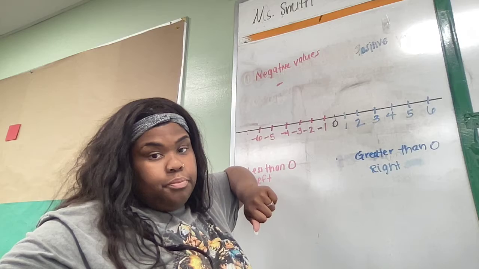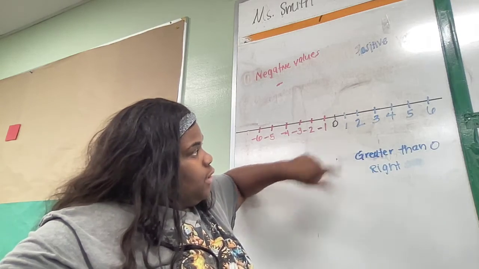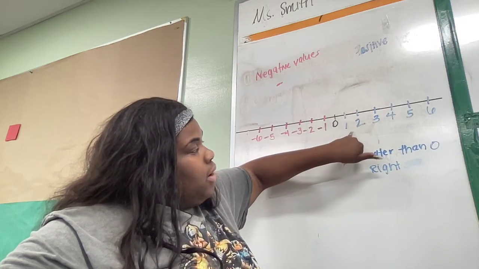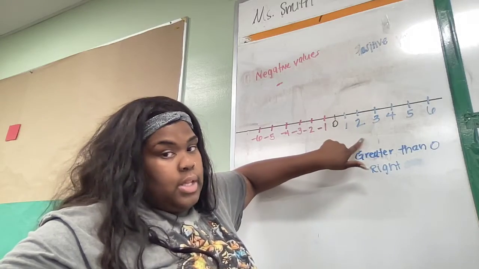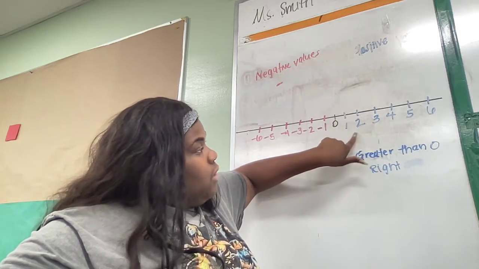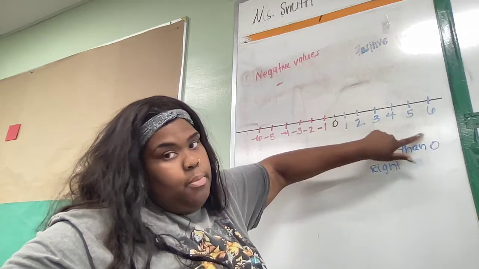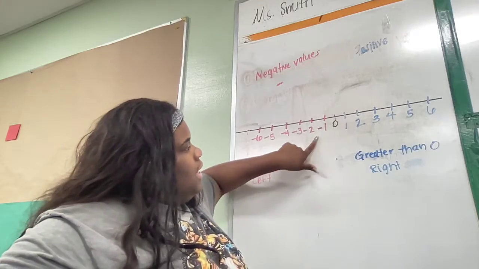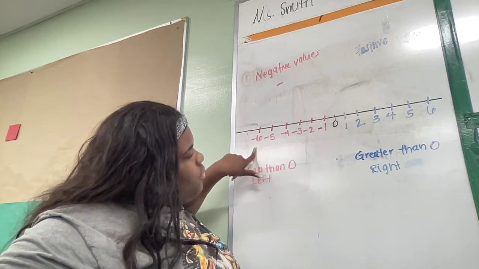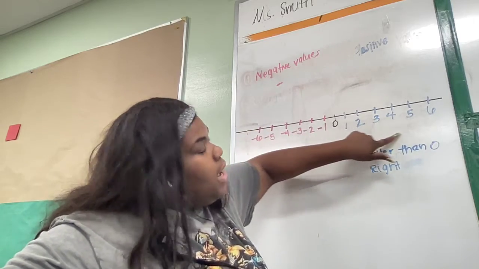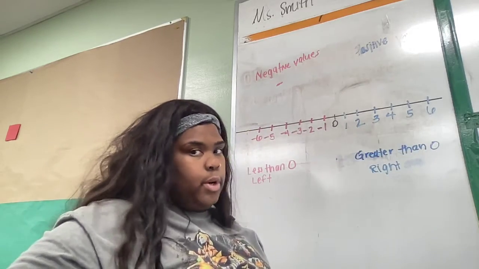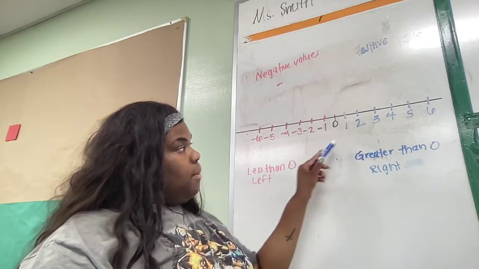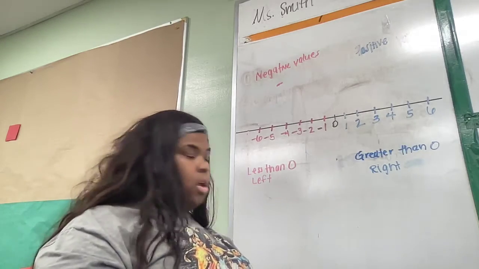Right of 0. These numbers are increasing. So the further you get away from the 0, the larger the number is. You see the difference? These are getting smaller as you get away from the 0. These are getting larger as you move away from the 0, okay? And these are called positive values.